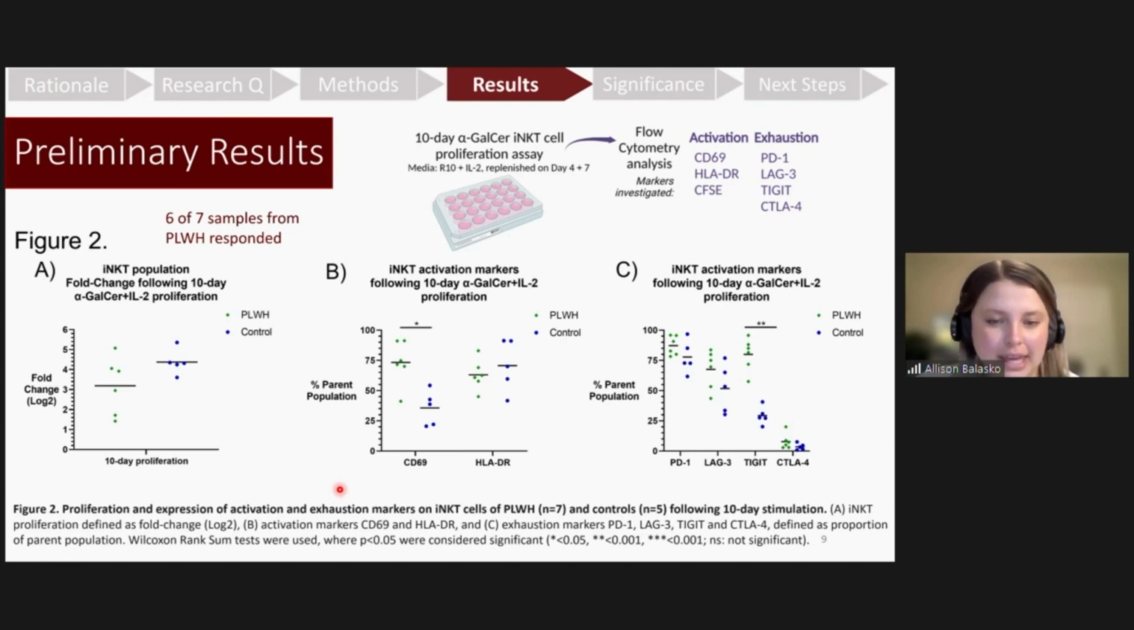And then when we look here, we have activation markers after that 10-day readout. There's increased CD69, which is kind of an acute activation marker. So it looks like in samples from people living with HIV, these cells are being very activated, and they're probably working very hard to become activated, but they do have increased amounts of exhaustion markers. In particular here, after 10 days, we saw TIGIT was significantly increased.